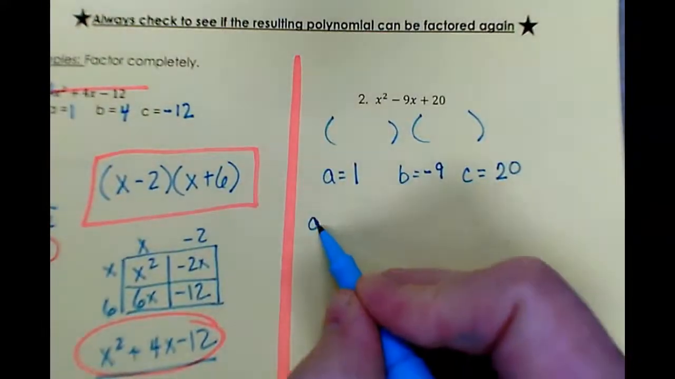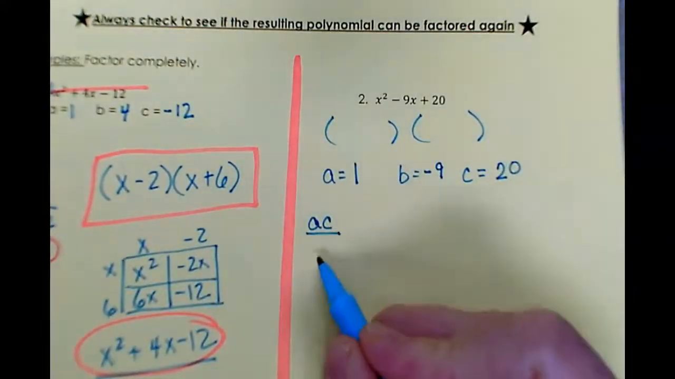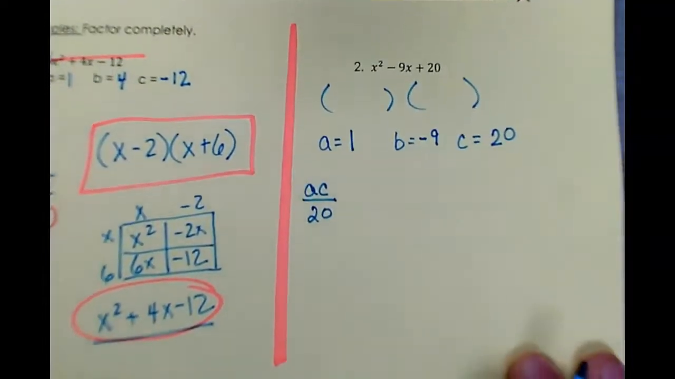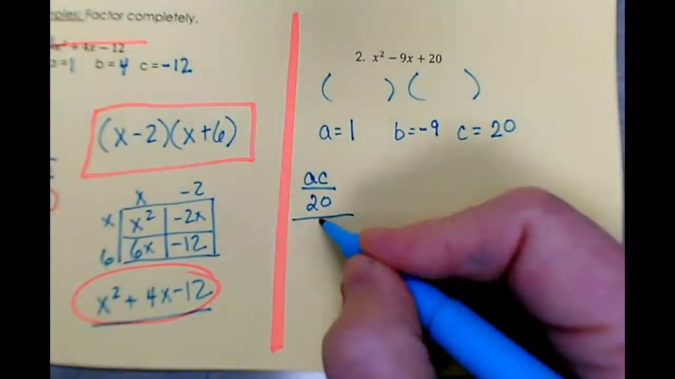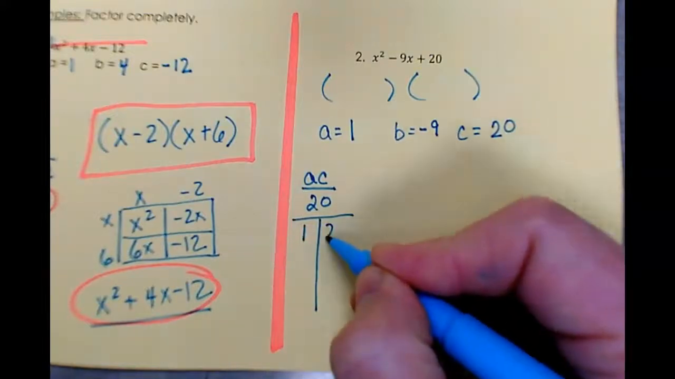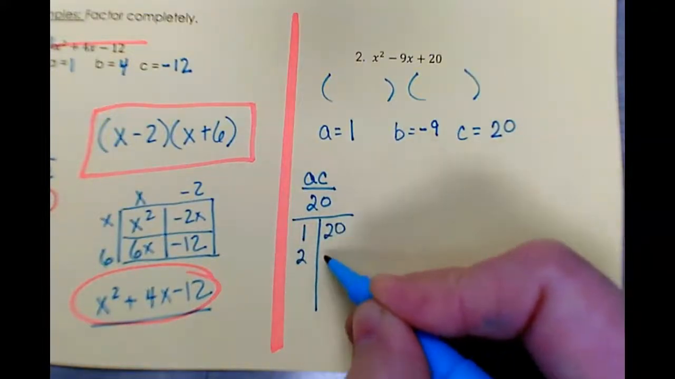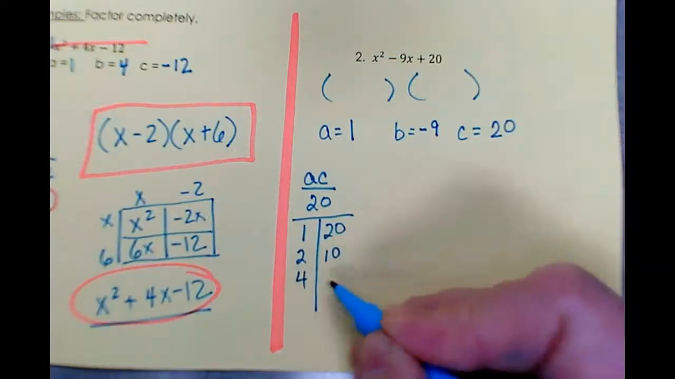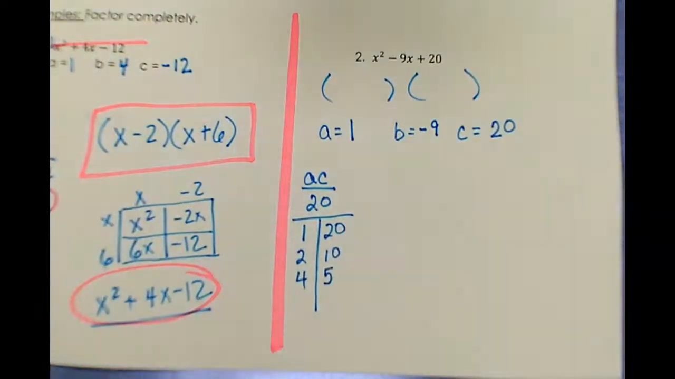If I multiply the A and the C together, I get positive 20. I'm going to need the factors of 20. The factors of 20 are 1 times 20 and 2 times 10, and not 3, but 4 times 5, and those are all of the factors of 20.